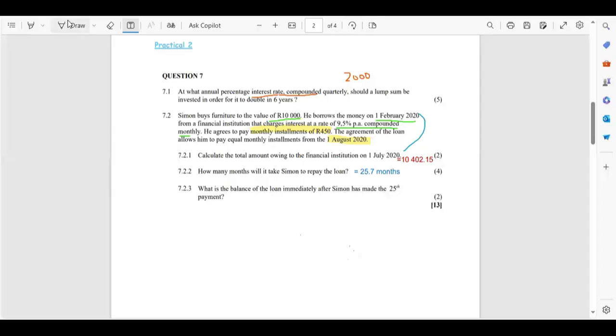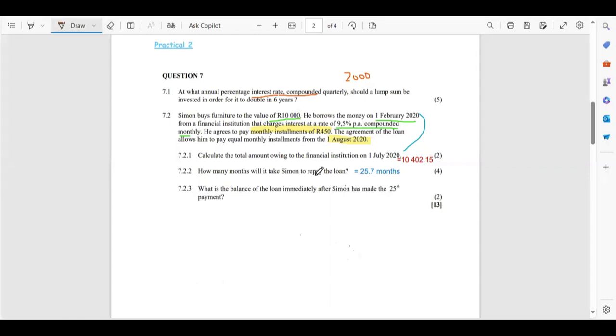Now, 7.2.3, they say, what is the balance of the loan immediately after Simon made the 25th payment? Now, remember, your n represents the number of payments. And we said, how many months would it take Simon to pay? 25.7. In this case, your final answer was rounded off to 26. But if we're going to make use of these amounts, we do not round off until we get to the final answer. So we're going to make use of this amount, which is not rounded off.